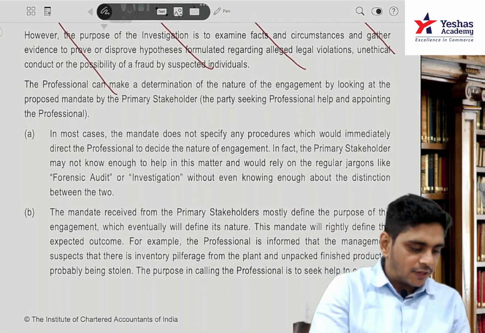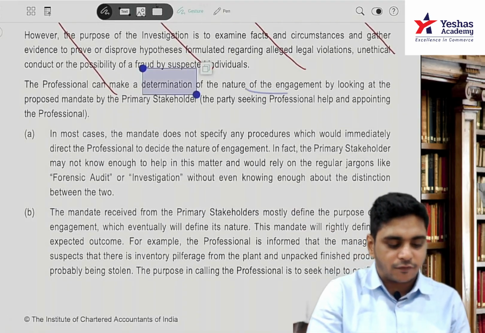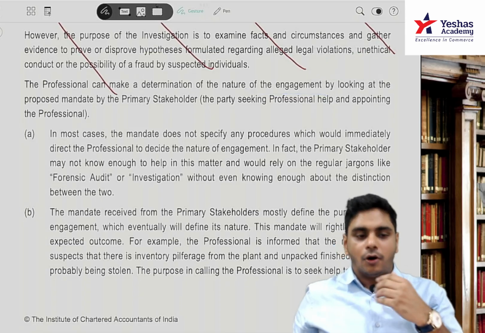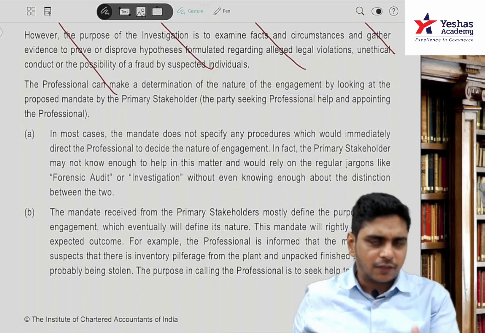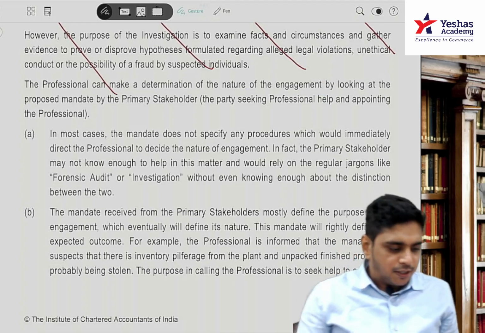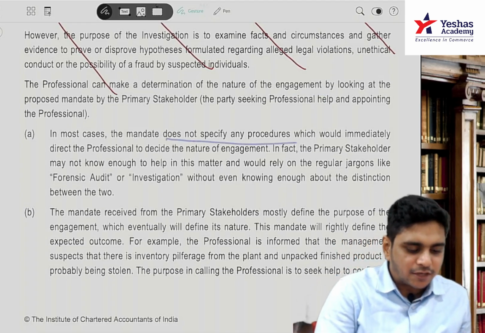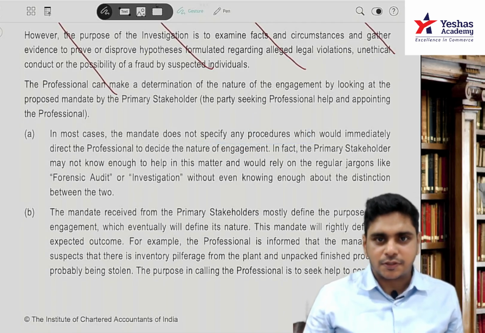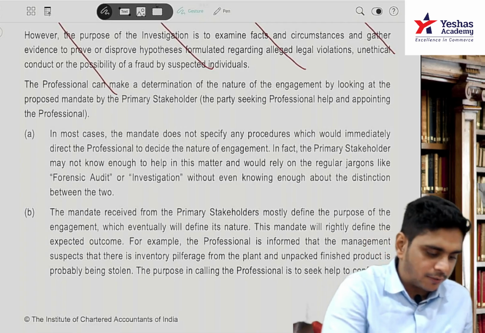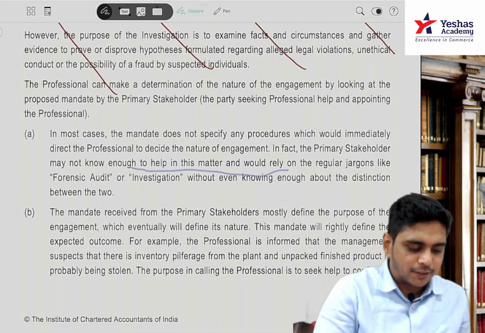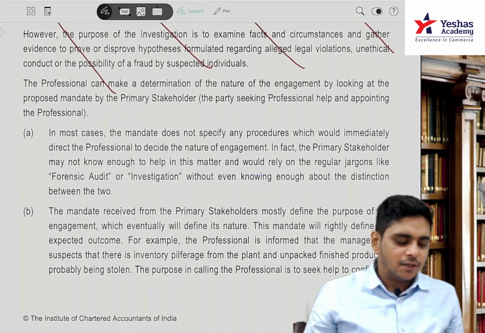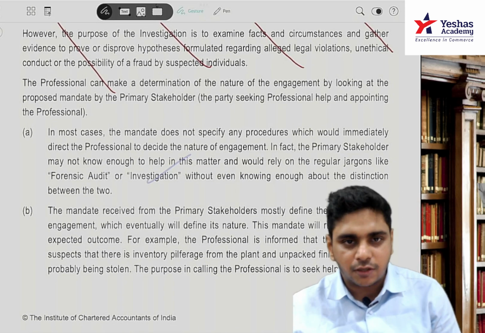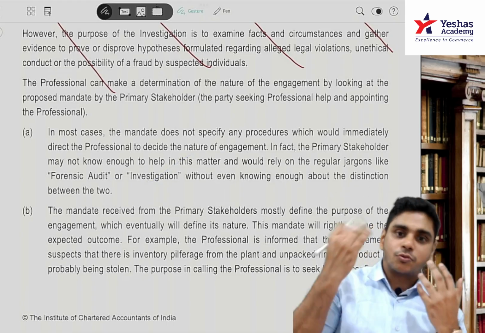Now, the professional can make a determination of the nature of engagement by looking at the proposed mandate, like whether he has been asked to do the audit or the investigation or forensics. In most cases, the mandate does not specify any procedure which would immediately direct the professional to decide the nature of engagement. The primary stakeholder may not know enough to help in this matter and would rely on regular jargon, like they would use the word forensic audit or investigation even without knowing the distinction between the two. So it is on the professional, he has to take a wise call.